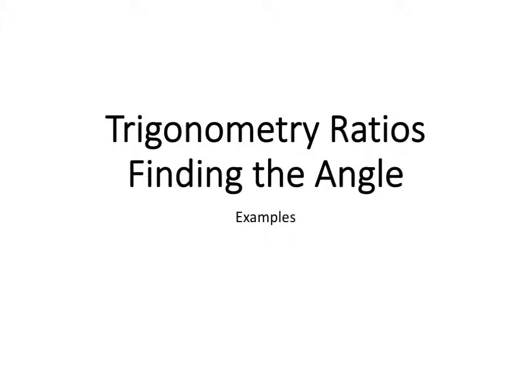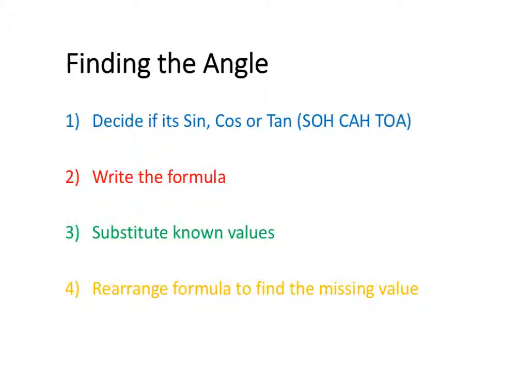In this video, we're going to have a look at how we use the trigonometry ratios to find the value of a missing angle in a right angle triangle. The four steps are the same four steps that we use when we find the value of a missing side. The first step is to decide if you're using sine, cos or tan, and you can use SOHCAHTOA to help you do that.